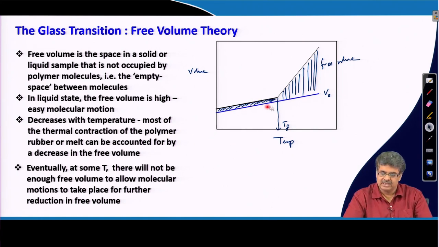So, this is Tg. Basically, at some temperature Tg, there will not be enough free volume to allow molecular motions to take place for further reduction in free volume.